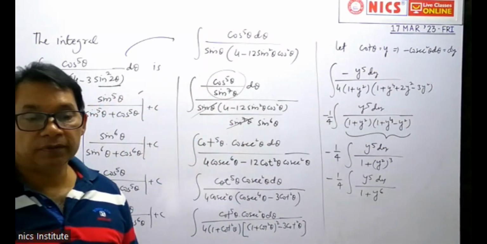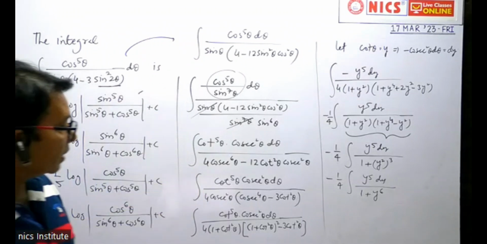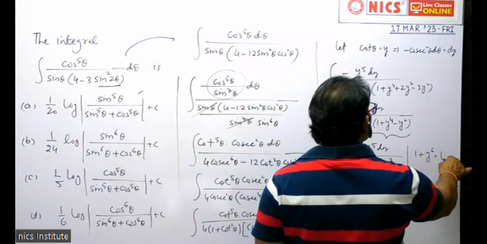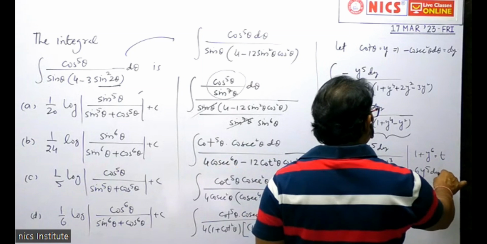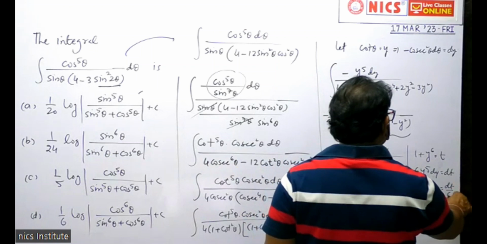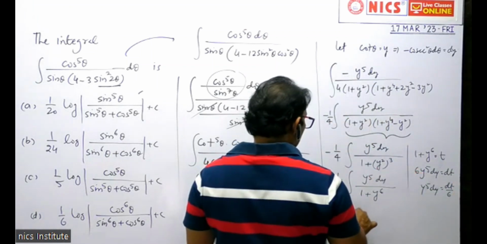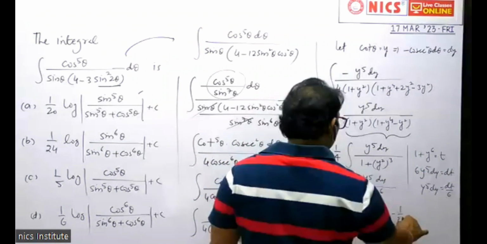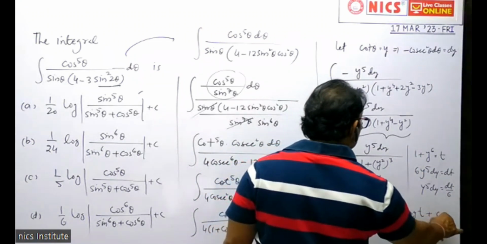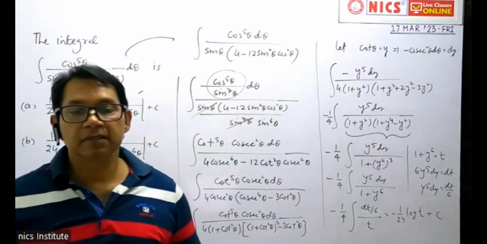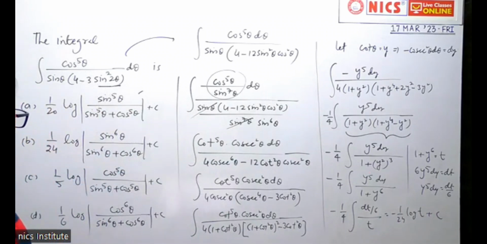So now one more substitution. The entire denominator you can take as t. 1 plus y to the power 6 as t. 6y to the power 5 dy is equal to dt. So y5 dy would be dt by 6. So minus 1 by 4 dt by 6 by t. So it will be minus 1 by 24 log t. In the options we have 1 by 24. So most probably the answer is option B. But we need to simplify it further.